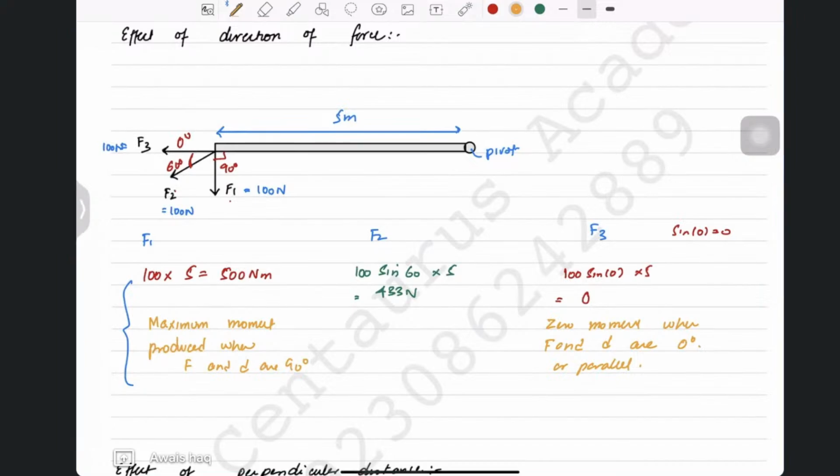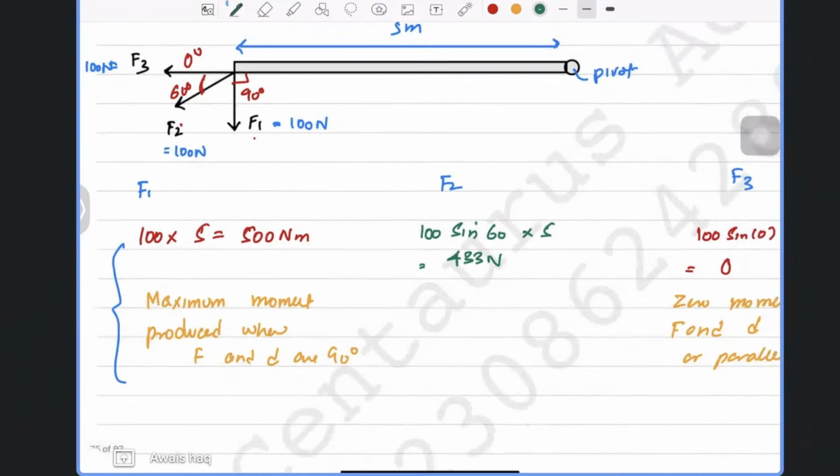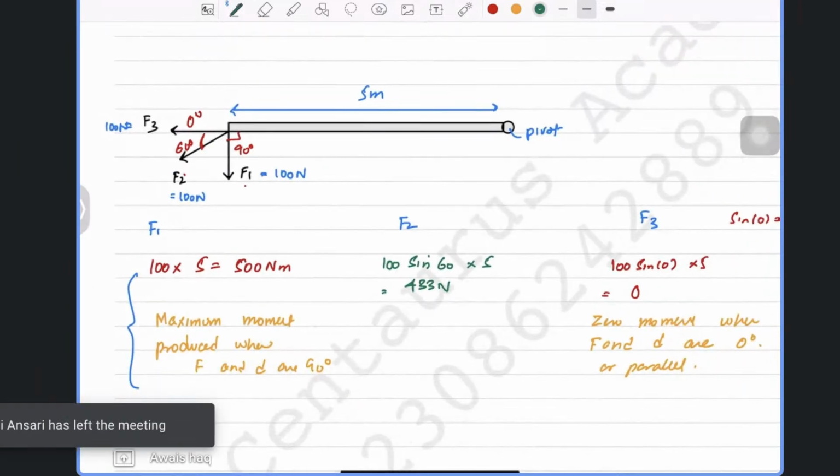Why don't we take cos? Why not cos? Because if I had taken cos, it would be wrong, because for this vector I need its perpendicular to the distance. So the perpendicular would be F2 sine theta. That's why. Do you understand? So you always try to find the perpendicular from the distance.